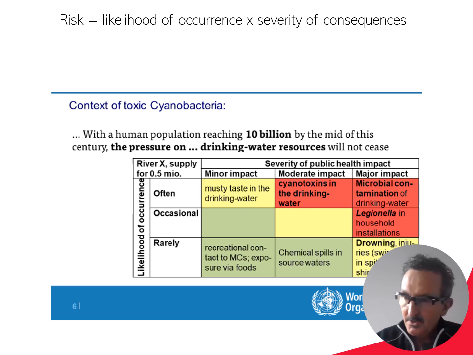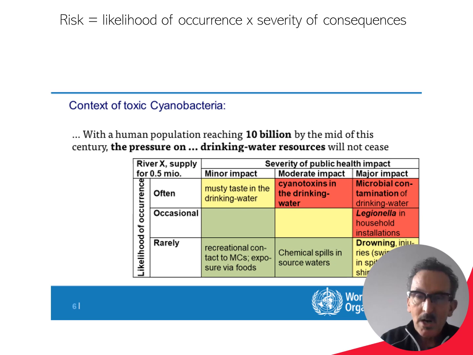Some consideration about what this means. How should we interpret the risk of, say, microcystins and other toxins in drinking water, or when you go swimming in a lake? How does it compare to other risks, in particular other risks linked to water? Because that's what we talk about here. So what is a risk? A risk is defined as the likelihood of something occurring multiplied by the severity of the consequences if it occurs.